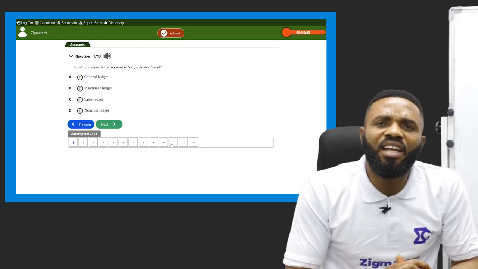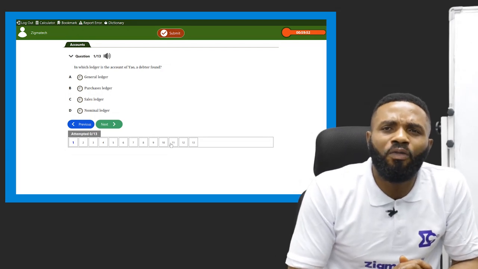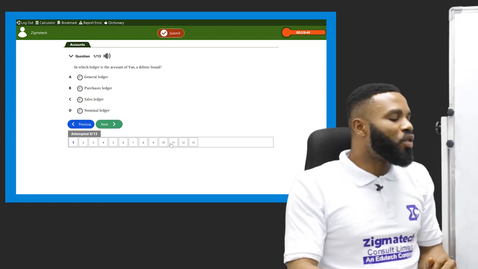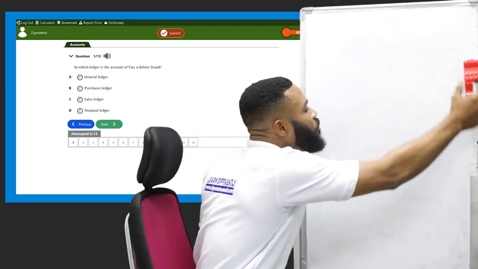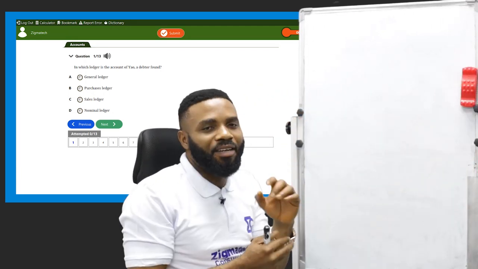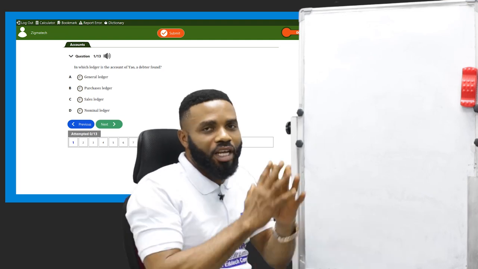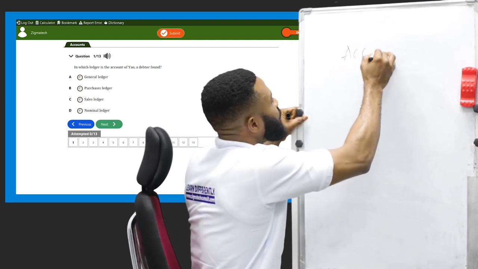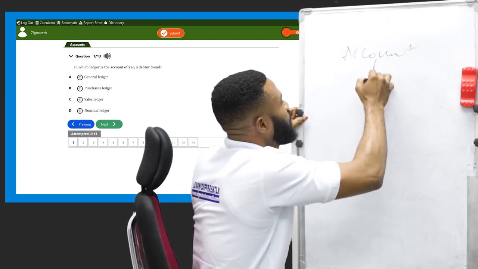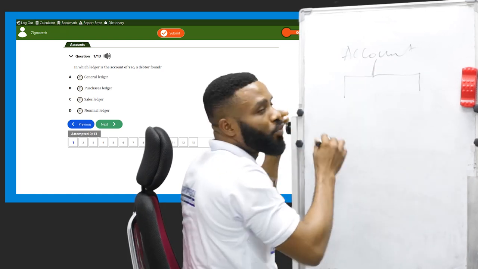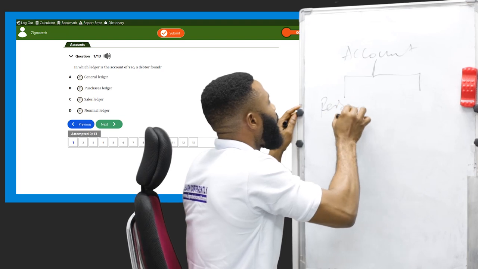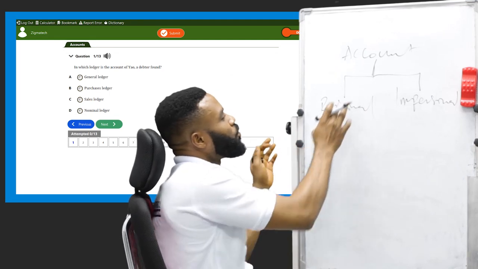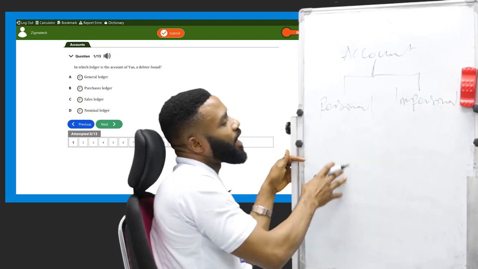Now, the first question here, he said, in which ledger is the account of Yao a debtor found? Now, let me illustrate something on the board. When we talk about ledger, I said earlier, like I said from the beginning, the ledger is the principal book. It contains all other accounts. Now, an account has two broad divisions, what we call the personal and the what? The impersonal. It has two broad divisions, the personal and the what? The impersonal.